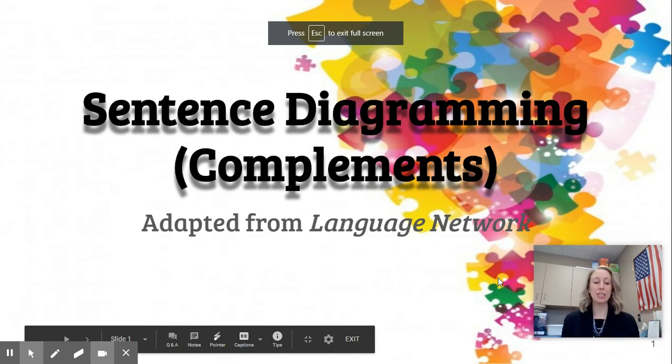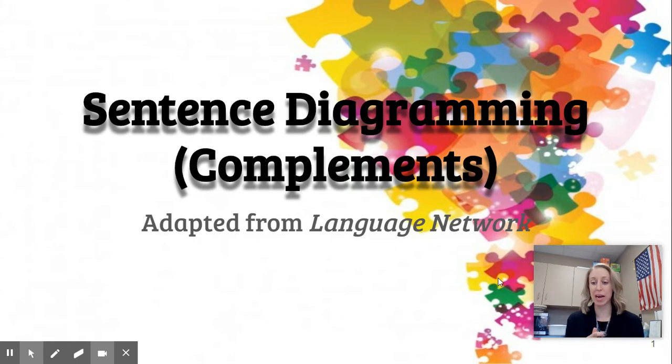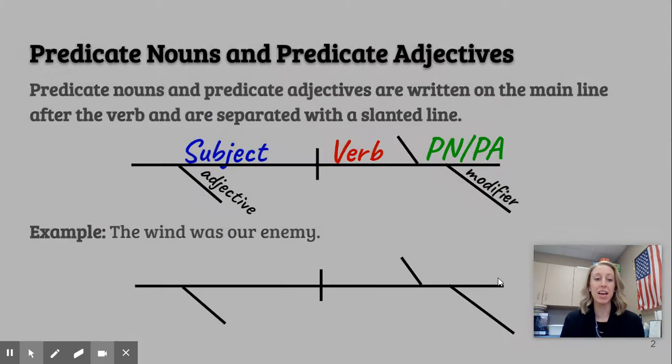Hello, everybody. So today we are going to be talking about how we diagram those different complements that we've been talking about over the past 2 days. So direct objects, indirect objects, predicate adjectives, and predicate nominatives. So we're going to go ahead and dive right in here.